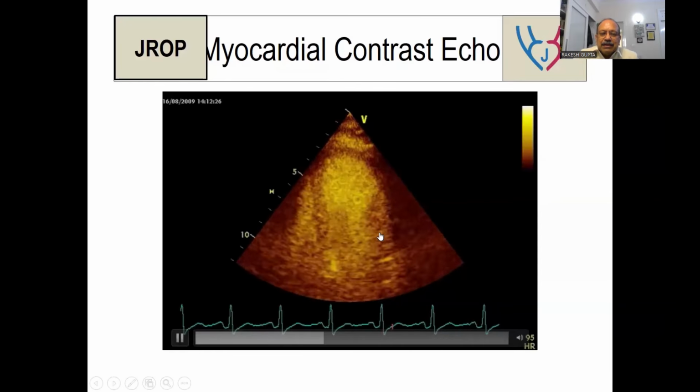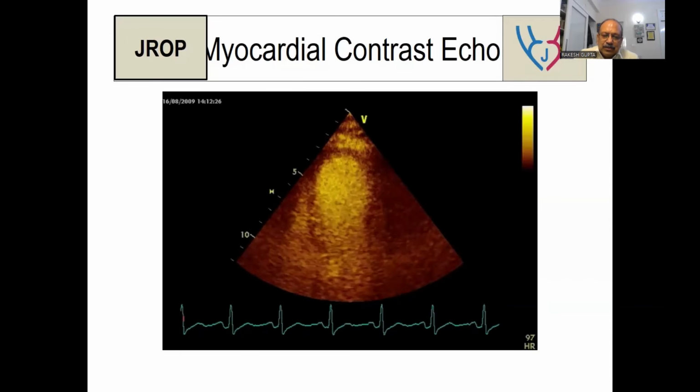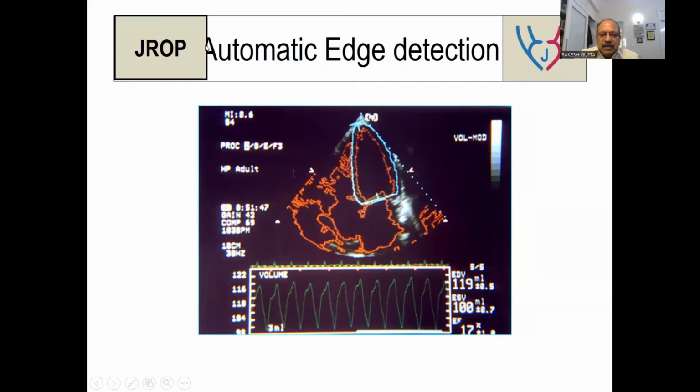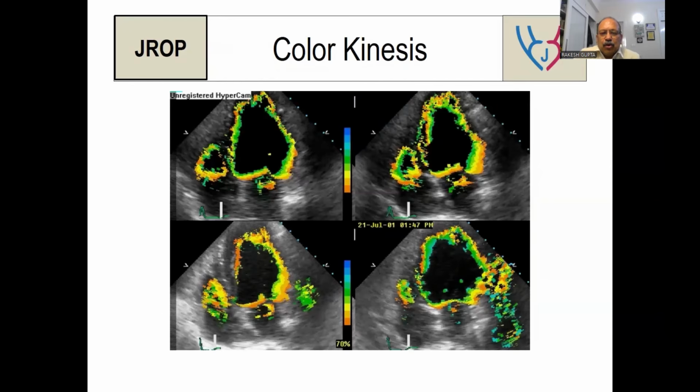Then myocardial contrast echo. Whenever we don't see a good endocardium in obese subjects, we always use myocardial contrast echo. This is automatic edge detection. It came in somewhere around 2000 and disappeared quickly. This is color kinesis, showing how much endocardial thickening is happening. They're all qualitative.